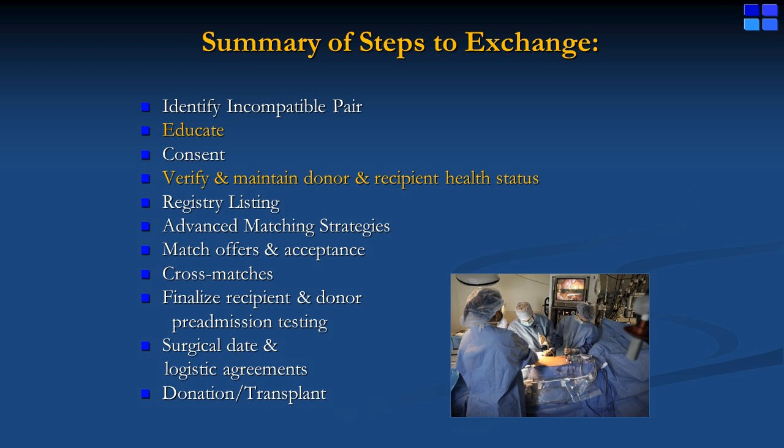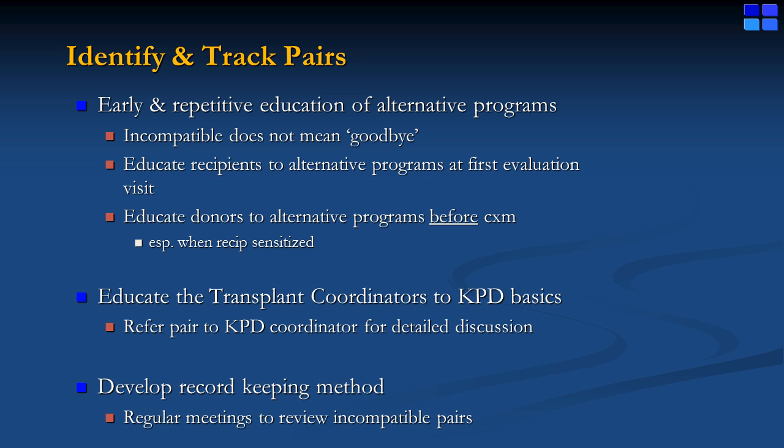Of course, you need to consent according to UNOS policy and your own center policy, and you need to verify and maintain the health status of your donor and recipient. I'm going to talk about that in a little while, but I've listed the rest of the steps, and I think it's important as a center to outline these steps as a team and be prepared to follow through with them. It may help you form your own pathway for a donor and recipient through an exchange.